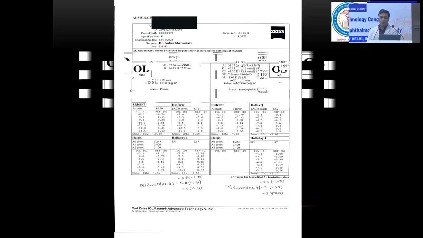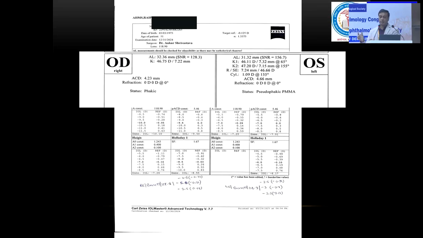Now this is another patient. In this, it is an extremely long eye. Axial length is 31.32 in the left eye and 32.36 in the right eye, and hence the IOL power is coming in minus 3. So what I would suggest finally is, if you are going for anything extreme, then repeat and repeat before actually implanting and going for an IOL exchange. That really helps you in difficult case scenarios.